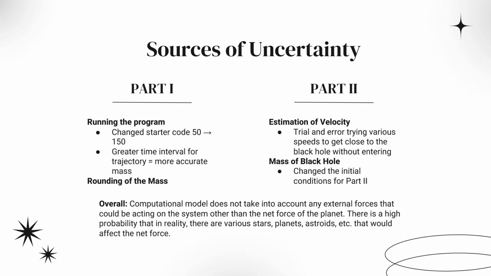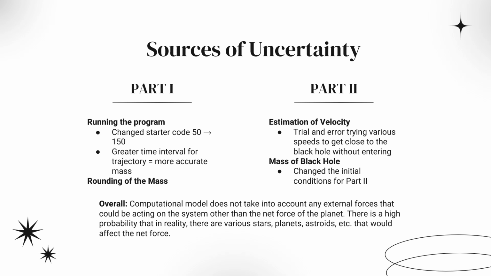In Part 2, the initial velocity was estimated via guess and check, and any errors in Part 1 would directly affect the results of Part 2 because the mass of the black hole was in the initial conditions. Overall, in Part 1 and Part 2, the computational model does not take into account any external forces that may have been acting on the system other than the net force of the planet and the black hole. There's a high probability that in reality there are various stars, planets, and asteroids in the universe that would affect the net force.